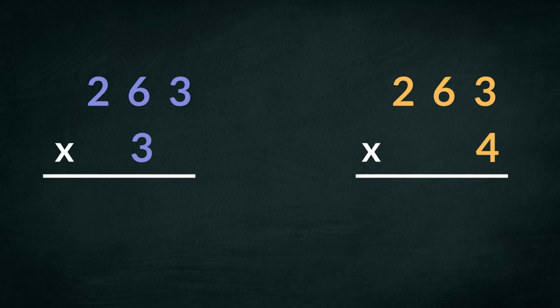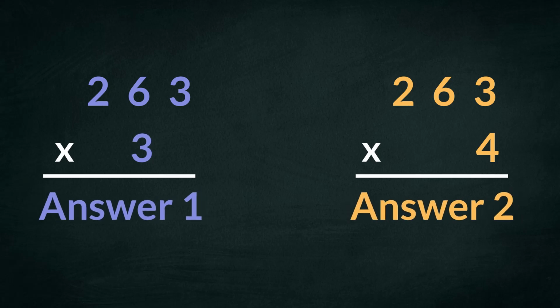But hold on a second. That means we'll have two different answers. Oh no! What should we do? I'm just messing with you. The different answer is what you'll get when you multiply the digit in the bottom number separately. All we have to do is add the two answers together later.